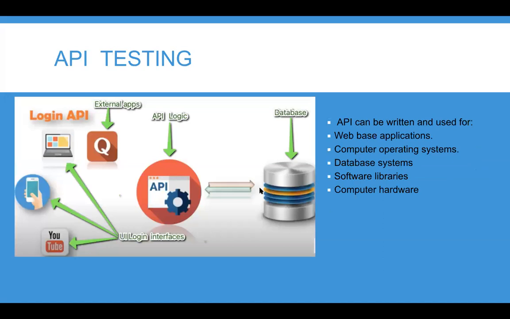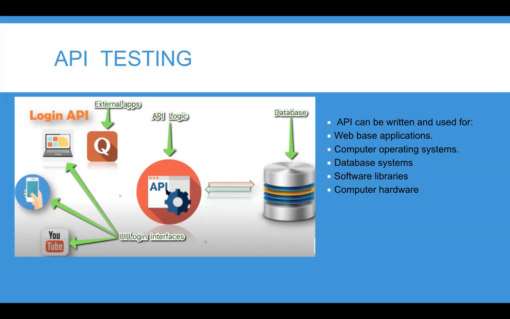Another example: we all use APIs every day. When you log into YouTube, Facebook, Gmail, or your email, from your phone, laptop, or anywhere, you're making use of an API. When you enter your username and password, the API logic kicks in, verifies your username and password, and sends it to your database. We spoke about database systems, which APIs can be used for. It goes to the database, does a verification check, and sends the response back.